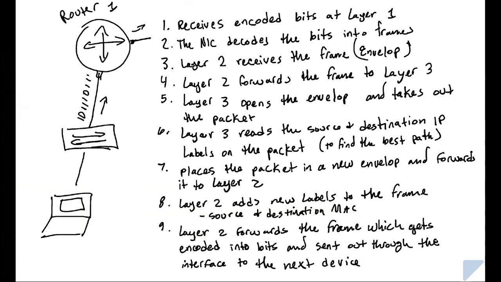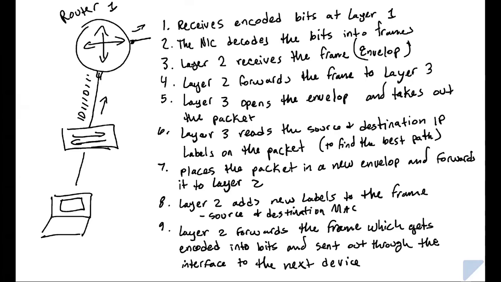This is an example of the steps that happen when router 1 receives the first frame. And I already went over it, but here it is one more time. The router receives encoded bits at layer 1 through the NIC card. The network card decodes the bits into frames. Layer 2 receives the frame or envelope, if you want to imagine it like that. Layer 2 forwards the frame to layer 3.